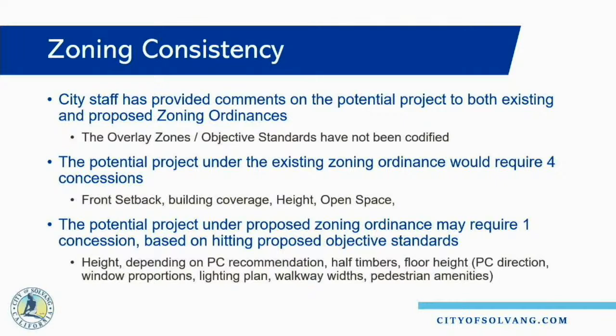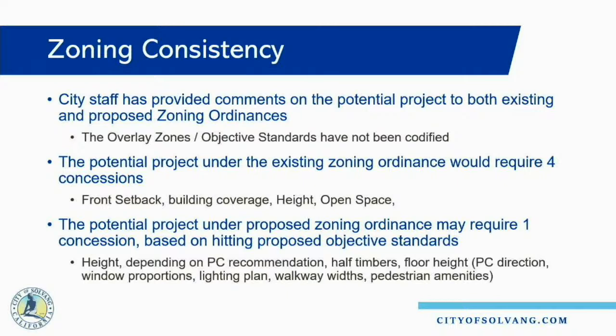A box that's labeled green means it hit the objective standard. A box that's labeled red means they did not. And so in our review of it, it didn't hit window proportions. There was no lighting plan that was included. Walkway widths, there were a couple that were under 6 feet in width, and then pedestrian amenities, half timbers, and 2 of them were not hit, but we don't know where we're going to end up landing.